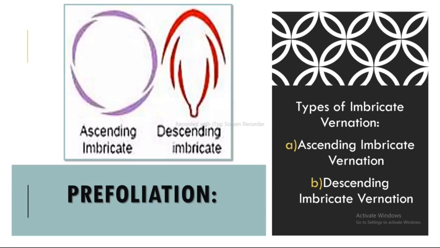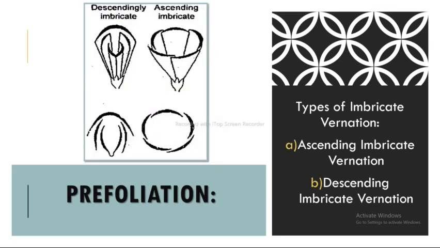Examples include the corolla of all flowers of the plants belonging to the family Papilionaceae, as shown in the figure. So again, these are the types of imbricate vernation. First is ascending imbricate vernation, and the second is descending imbricate vernation.